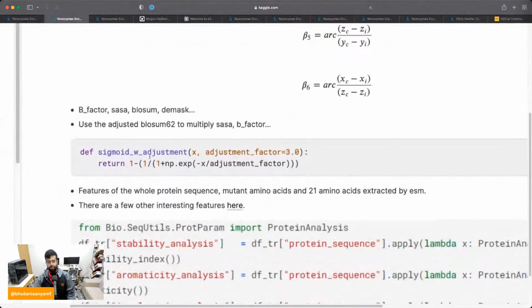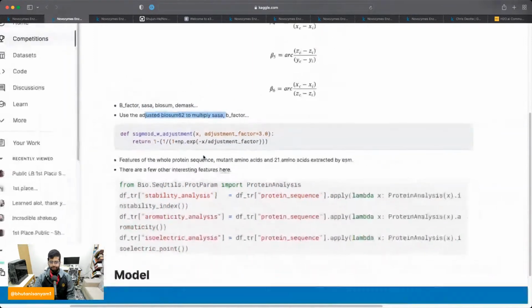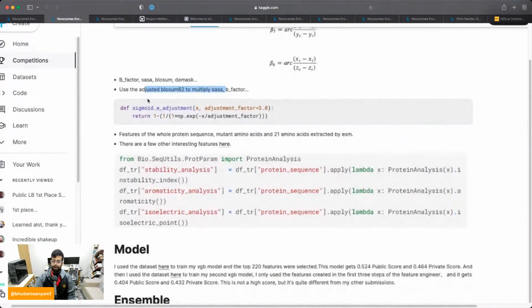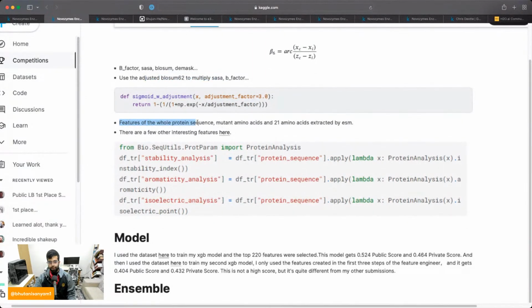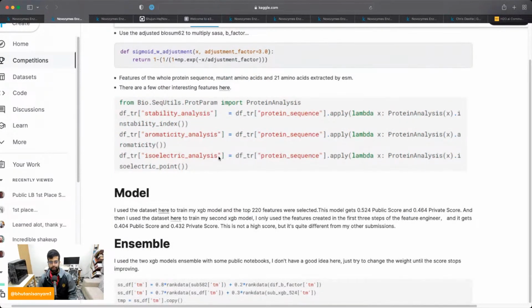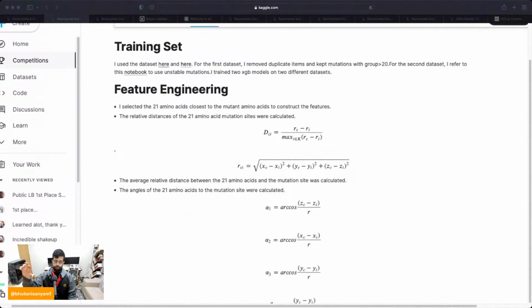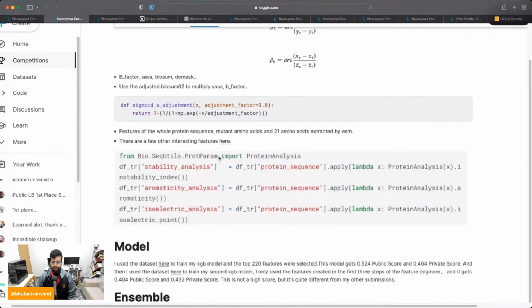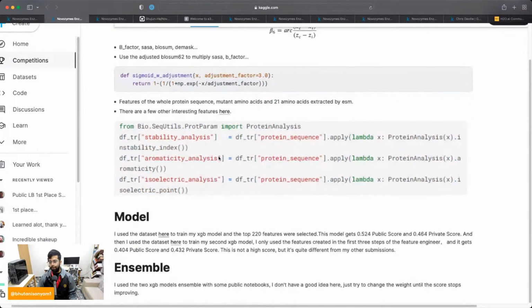They'd used adjusted Blossom 62 to multiply SA and B factor. I again assume this is something very relevant to this competition, so I didn't try to dive into it. Features of the whole protein sequence, mutant amino acids, and 21 amino acids were extracted by ESM, and a few other interesting features were added like so. So he had used this library that he applied to the entire data set and added these features like so. So far, some amino acid related features were used, some based on the 3D geometry of these enzymes, and all of the features used so far are very relevant to the domain. So I assume these guys did some domain study and used these models.